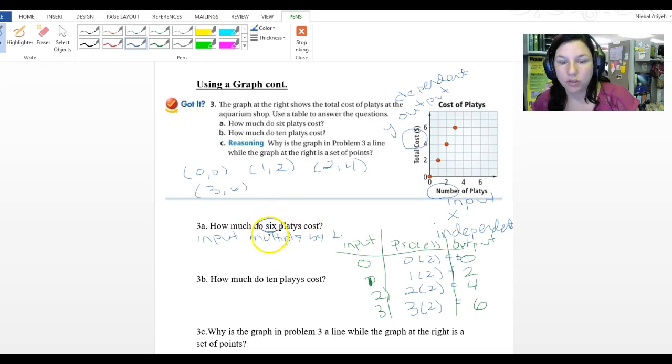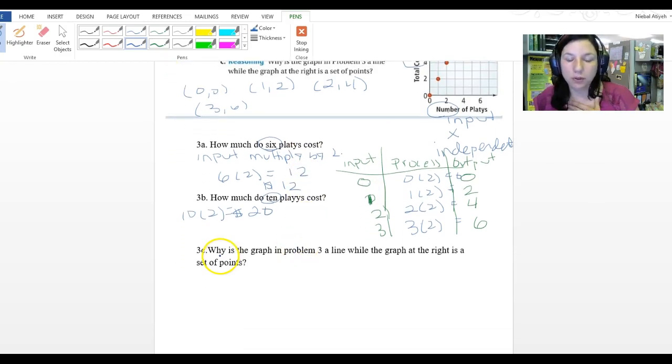So how much is 6 of this type of fish going to cost? Well, my input is 6 times 2. It's going to be 12. It'll cost you $12. How many do 10 cost? Well, that's your new input, 10 times 2. That's going to cost you $20. Okay, so choose a couple points on the graph. What's your input? What's your output? And then once you find that pattern, you can apply that to your other questions.